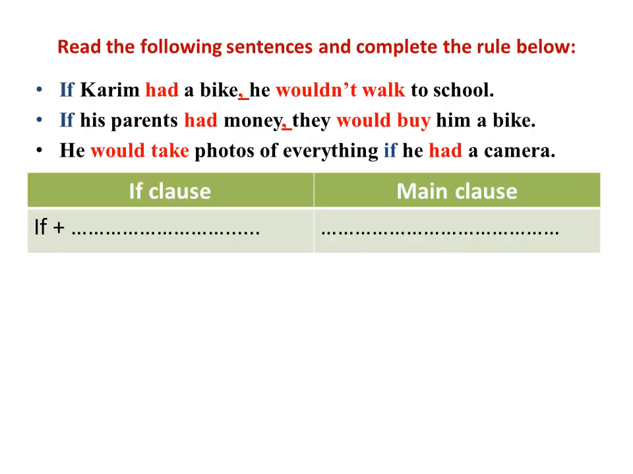Now I'd like you to read the following sentences and complete the rule below. So in conditional sentences we have 2 clauses. We have the if clause that starts with if, and the main clause that would be the result. So we have condition and the result. So I'd like you to read these sentences and complete this table with the rule.